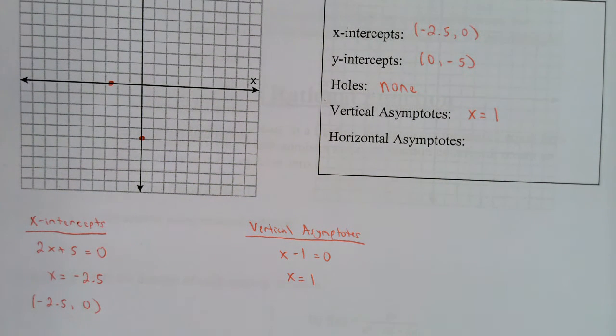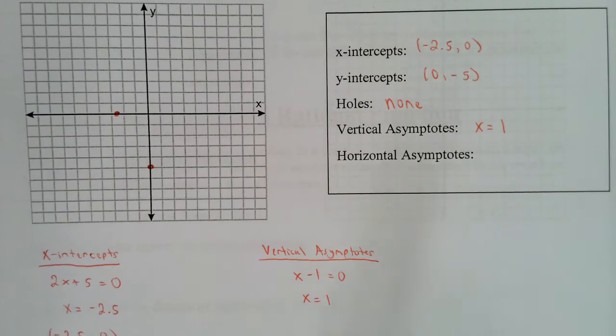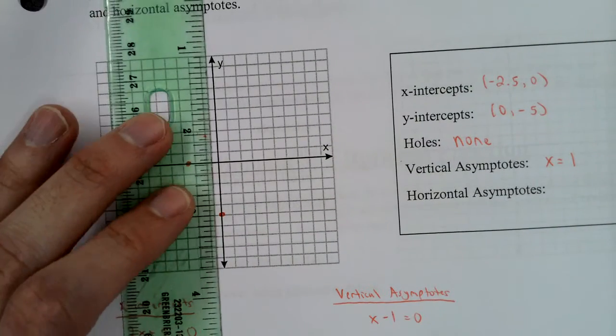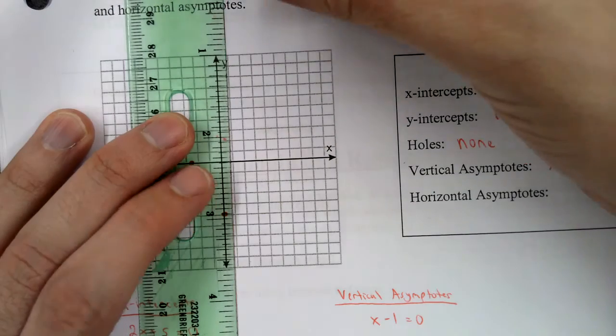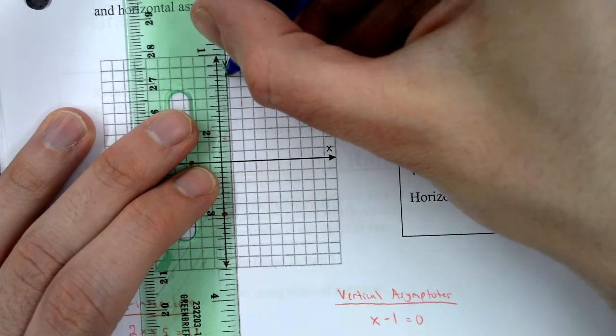Now, let's graph that. The graph never touches the vertical asymptote. So what I'm going to do is go to x equals 1 and put a dashed line. It's not actually part of the graph, but I'm just going to put a dashed line at x equals 1.